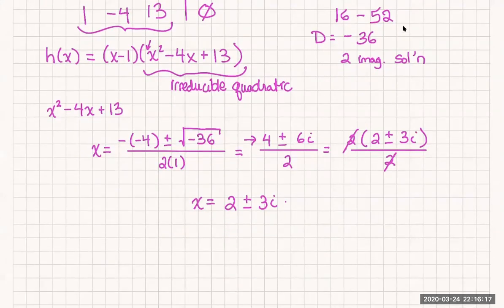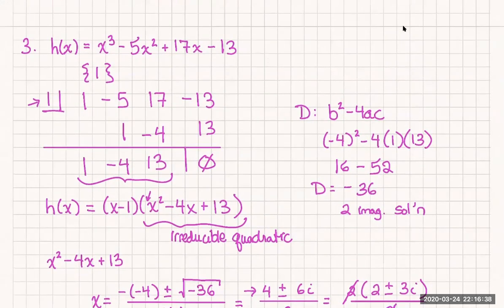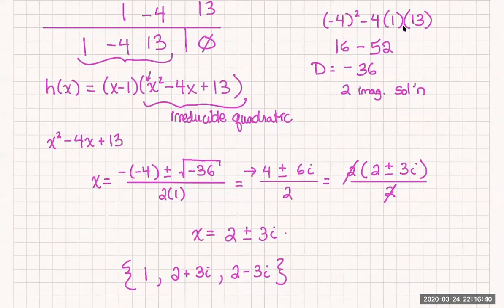So what are my zeros? Well, my zeros are 1, the one I found using the graph, 2 plus 3i, 2 minus 3i. Okay. So this is a situation where I'm expecting 3 zeros and I got 1 rational and a pair of imaginaries.